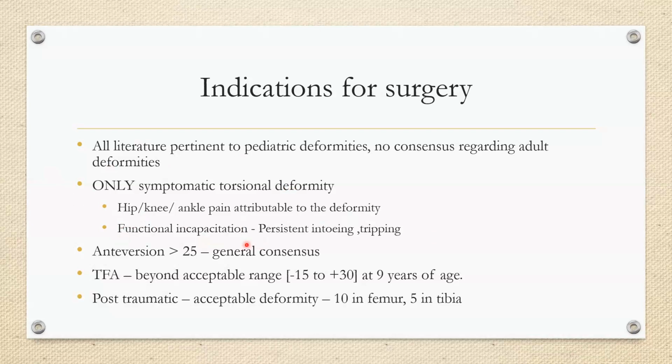And there is evidence of functional incapacitation because of the torsional deformity, like the person toeing in or tripping on fast walking. Also, as per some authors, an anteversion of greater than 25 degrees usually requires surgery, and a thigh-foot axis beyond the acceptable range of in-toeing of 15 degrees and external rotation greater than 30 degrees after 9 years of age invariably results in surgery. In post-traumatic conditions, the acceptable deformity is 10 degrees of rotation in the femur and 5 degrees in the tibia.